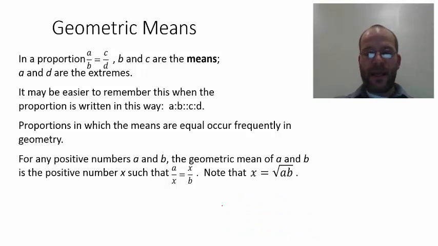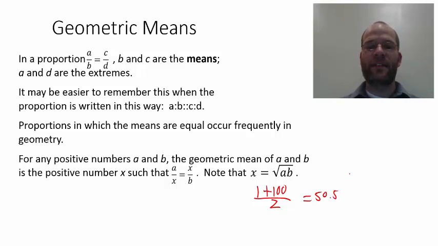Notice also that it may be helpful to contrast this with something called the arithmetic mean, which most people are familiar with. When we talk about the arithmetic mean, we add these numbers together and then divide by the number of terms. So we would end up with 50.5. A lot of times we call that value the average. The geometric mean is distinguished.